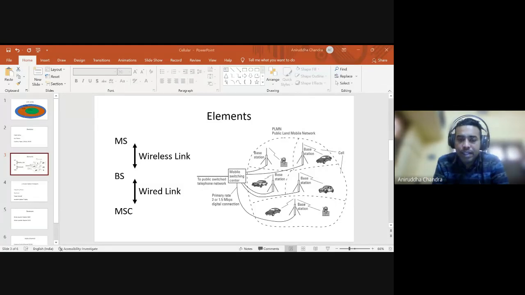We said that there are three basic elements. One is the MS, or mobile station. Mobile stations are mobile phones or other gadgets which you use in a wireless manner. It can be a laptop with a wireless dongle as well.